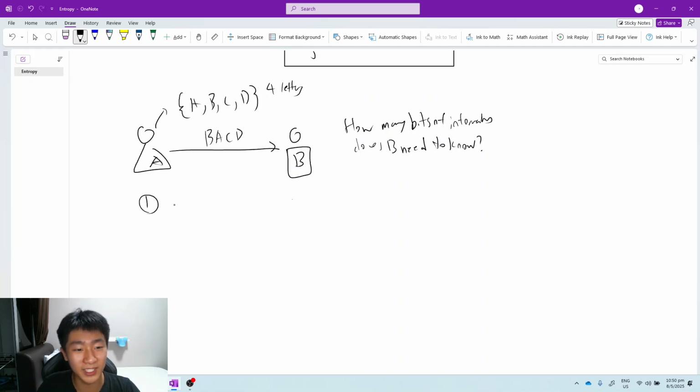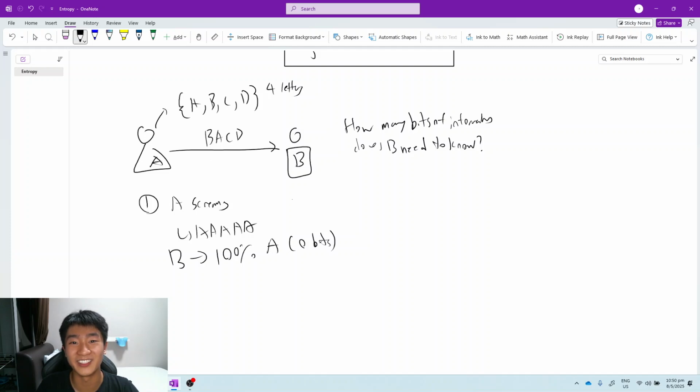Let's think of a special case. Let's say Alice is just screaming, and they just say A. As B, you would know that the next letter is always going to be A, and so with 100% probability, it's going to be A. And thus, information needed is 0 bits because you don't need to communicate anything. It's going to be A.